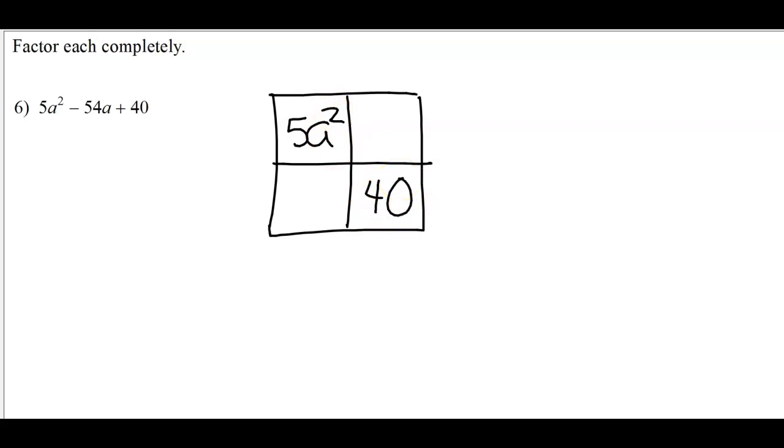All right, what times what makes 5a squared? Well, one of them has to be 5a and the other one has to be a. There's pretty much only one option for that. But what makes 40? Well, there's actually quite a few options that make 40.